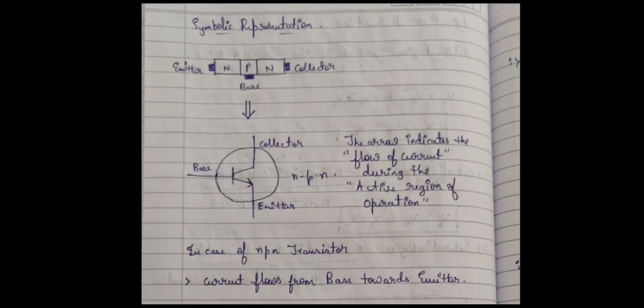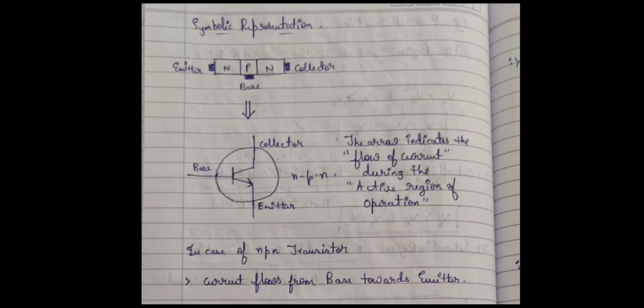So far we have learned about what a BJT is and the different regions where a BJT can act differently. Today in this video we'll be discussing the symbolic representation of the BJT and majorly the working of the BJT. And we'll start with the symbolic representation of the BJT.